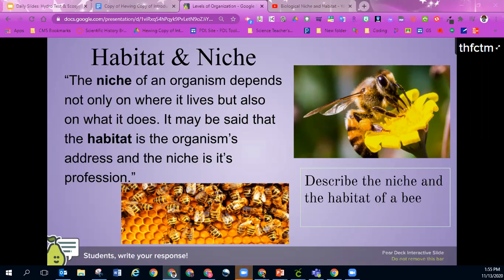I know that they make delicious honey and they sting. And what I know from watching Bee Movie, which is actually very scientifically accurate to be an animated movie.